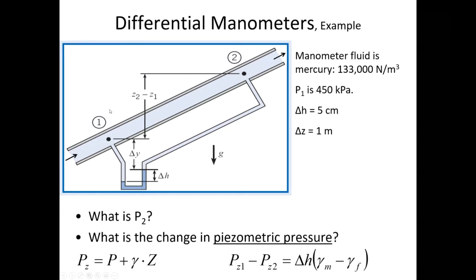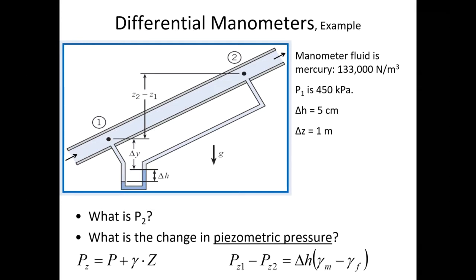So what we can do is say P1 is, as it gives us in the givens, 450 kilopascals. So now let's find the pressure down at the interface. The pressure at this location is going to be dictated by the elevation difference, delta Y plus delta H, going down through water. Then when we go from the interface sideways, the pressure is the same. And now going up, the pressure decreases, and the rate of pressure decrease is related to the manometer fluid. 133,000 newtons per meter cubed is the gamma, but we're subtracting out delta H of that pressure change.